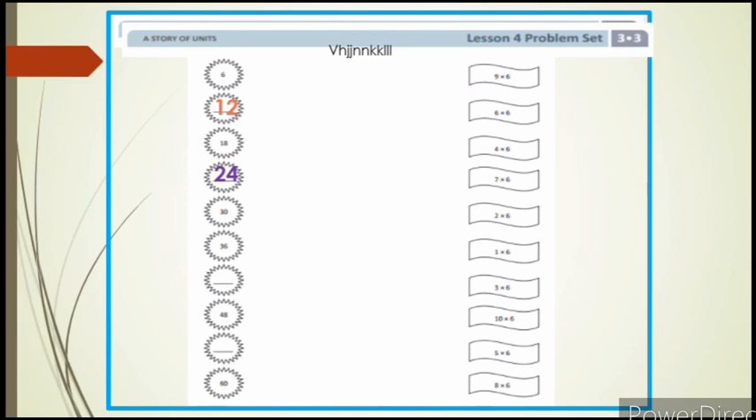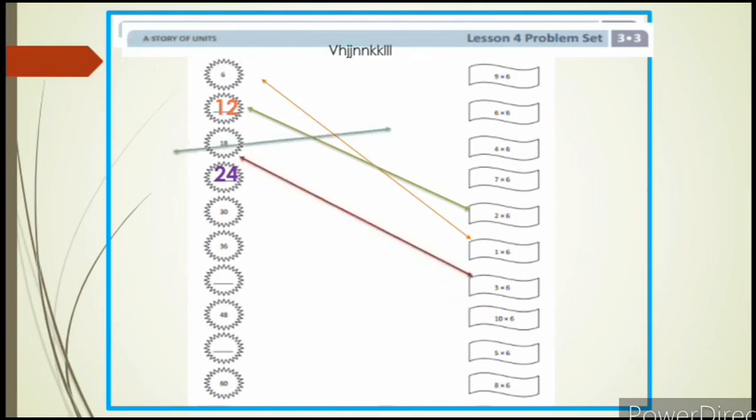Now we want to cross match. What times 6 will give us 6? I believe you have seen it already. Yes, 1 times 6 will give us 6. And what of 12? 2 times 6 will give us 12. 3 times 6 will give us 18. And 24, 4 times 6 will give us 24.